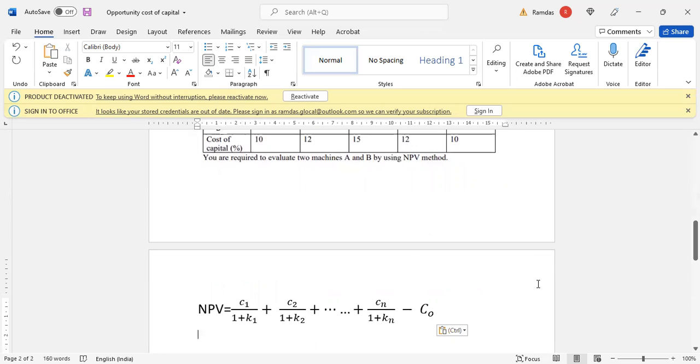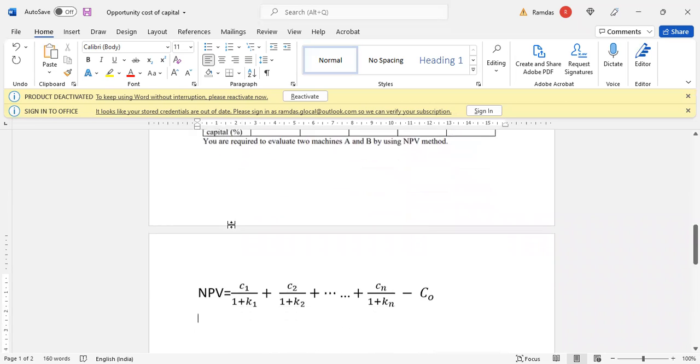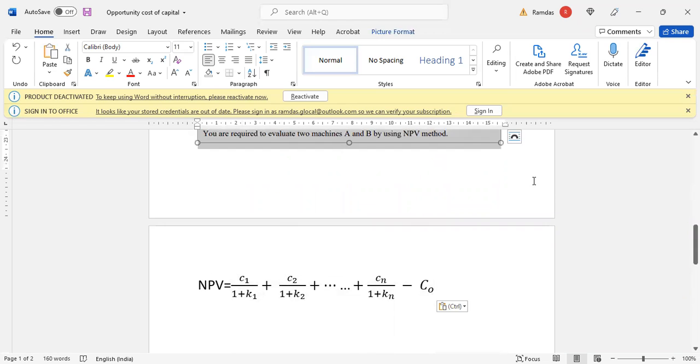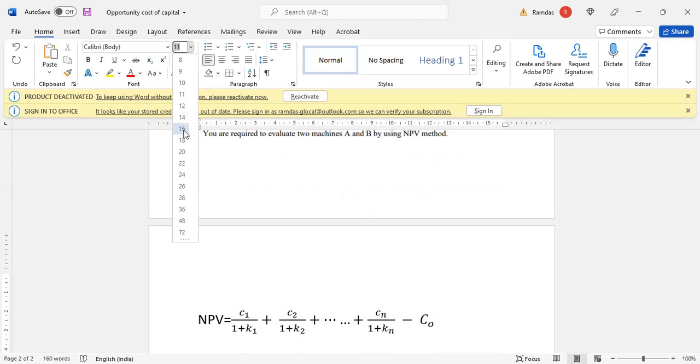So this is the formula that we have. Here, machine A cash flows are given and machine B cash flows are given. So we need to calculate the cash flows for machine A and machine B separately. NPV is to be calculated for both A and B separately. So first, let us do the calculation of NPV for A and B. Let me increase the font size.